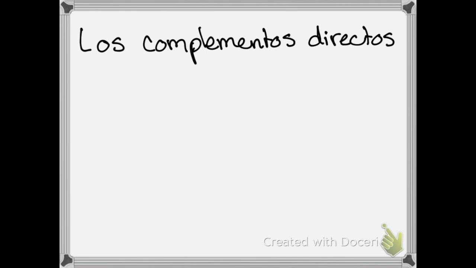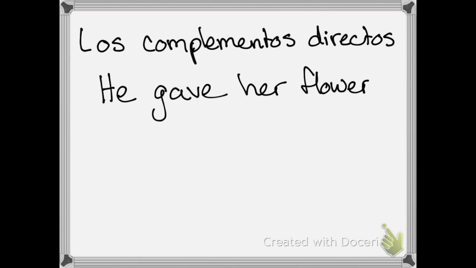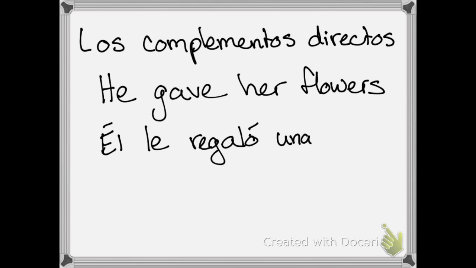So first, what is a direct object? Well, in a sentence, a direct object is the object that receives the action of the verb. For example, if I say, he gave her flowers, okay? Or en español, él le regaló unas flores. Okay, so I have a couple of objects here.